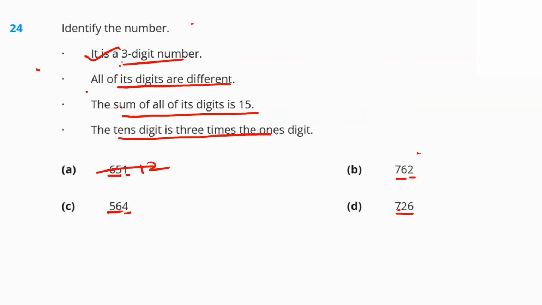The tens digit is 3 times the ones digit. Tens digit should be 3 times the ones digit. 4 3 times is 12, not the answer. 2 3 times is 6. That means 762 is our answer.